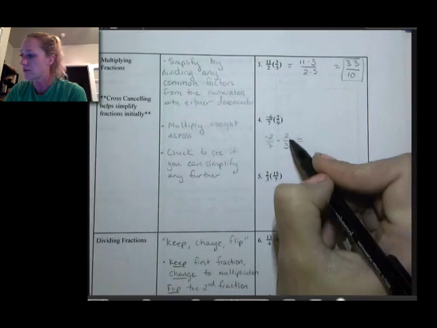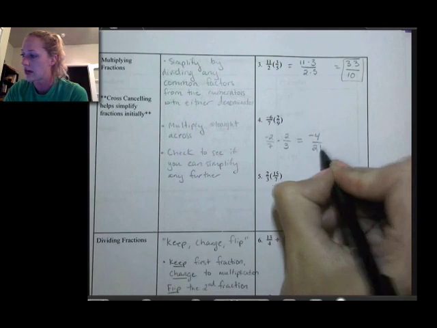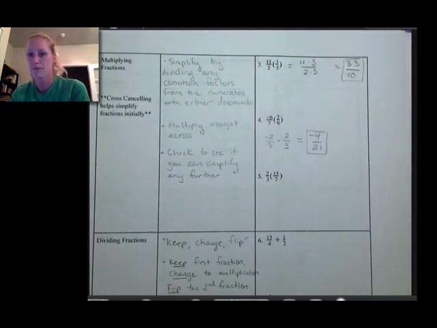So negative 2 times 2 is negative 4. 7 times 3 is 21, and that does not reduce any further.